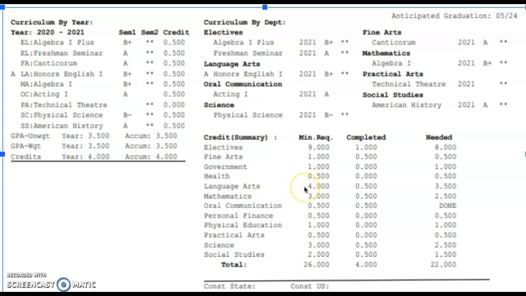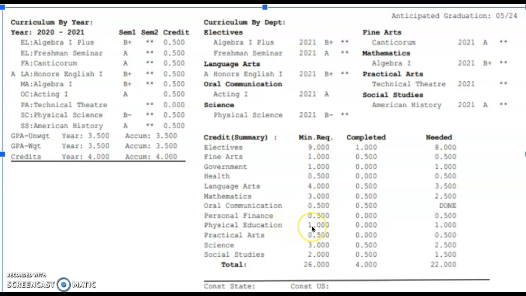They want 4 credits of 4 years of language arts, 3 years of math or 3 credits of math. Oral communications is a semester's credit. And oral communications are classes like acting, human communications, speech, debate. Those all count for oral communications. Personal finance is a class like health. It's a class you have to pass, and it's only offered to juniors and seniors.